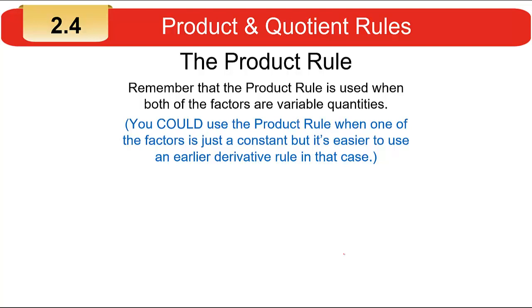I want to say too that the product rule is generally used only when both the factors are variable quantities. If one of the factors is just a number, you generally use one of the other rules instead. And we'll talk about that more when we come to a really good example of that. You could use the product rule even if one of the factors was a constant, but you generally won't be doing that.